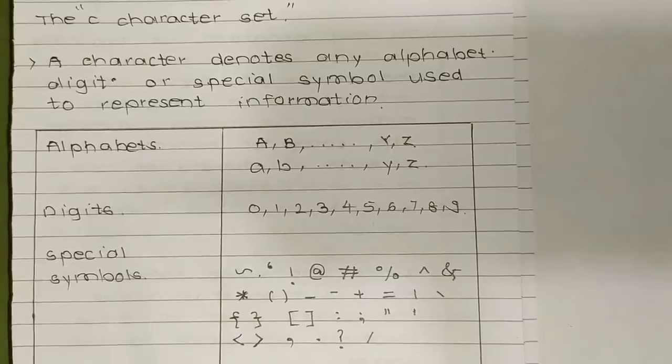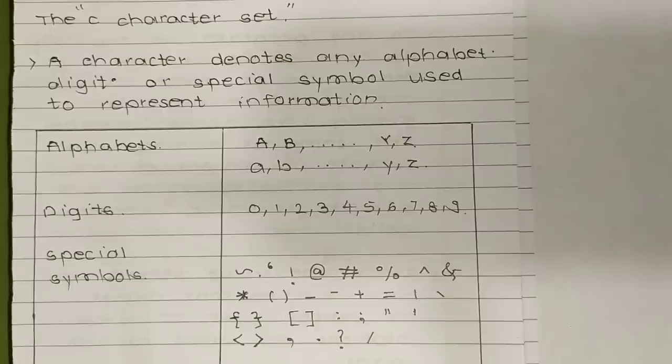This is the C character set. So this is the character set of a C program. A character denotes any alphabet, digit, or special symbol used to represent information. So a character is a representation of alphabets, digits, or any special symbols used to represent information.